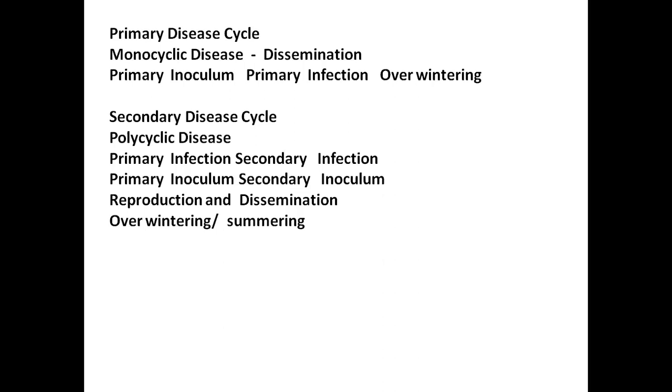Whereas the secondary disease cycle comes under polycyclic diseases, where the primary infection is brought by the primary inoculum, and thereafter secondary infection is brought by the secondary inoculum. As a result of this, the production of secondary inoculum, reproduction and dissemination take place, followed by overwintering.